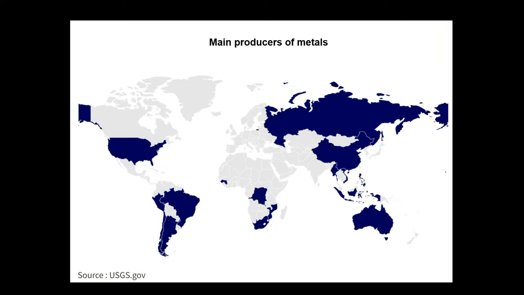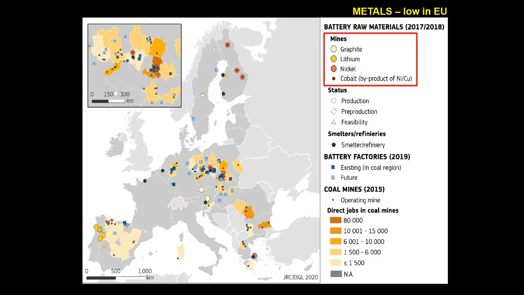So the main producers of metals are not in the European Union, and you can see that this is mainly other well-known countries, and China. And in Europe, we have a few metal productions, mainly graphite, lithium, nickel, and cobalt, which is a byproduct of nickel and copper. This is not a production of cobalt itself, this is a byproduct. And you can see that in France, for instance, and Belgium, there is no extraction, but there are smelters and refineries, especially for indium.